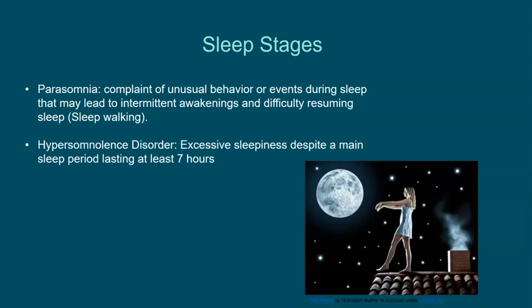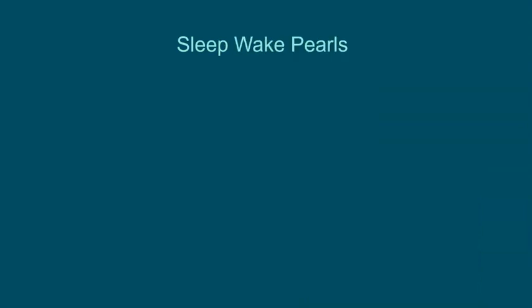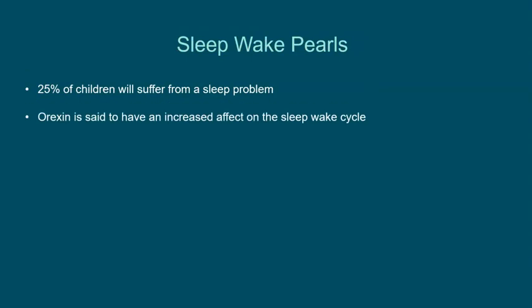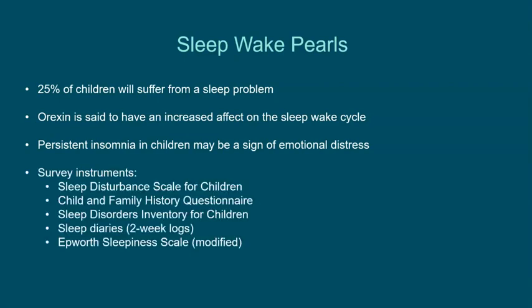Some sleep-wake pearls that I would like you to know is that 25% of children will suffer from a sleep problem. Orexin is said to have an increased effect on the sleep-wake cycle. Persistent insomnia in children may be a sign of emotional distress. And there are some survey instruments that you can use for your clients, and they include the Sleep Disturbance Scale, the Child and Family History Questionnaire, Sleep Disorders Inventory for Children, Sleep Diaries. If you're going to use the sleep diaries, you definitely want to have about 2 weeks of sleep logs. And the Epworth Sleepiness Scale, modified for children and adolescents.